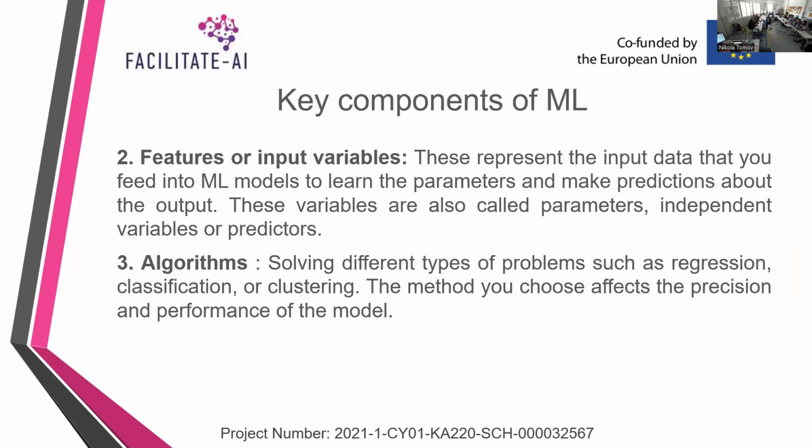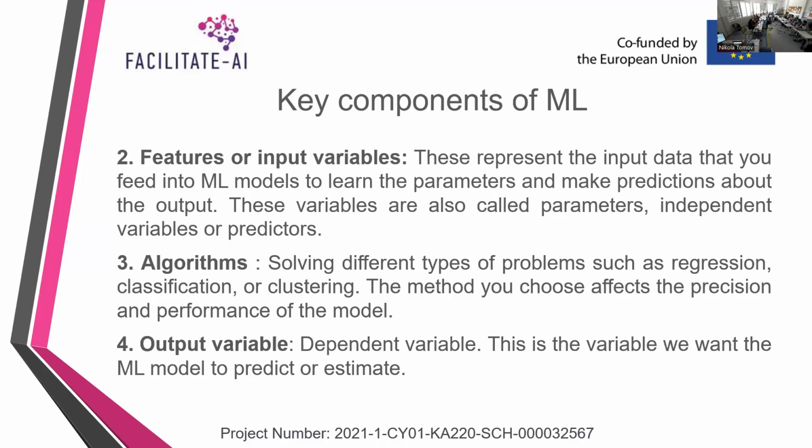Then you have the algorithms, solving different types of problems such as regression, classification, or clustering. I'm going to give you some simple examples to understand what they are. Classification you understand already, but I don't think you understand the rest. Not all of them, at least. Then the output variable, the dependent one. This is the variable that we want to predict. For example, if you want to build a mortality model, the output would be, will the person die or not?